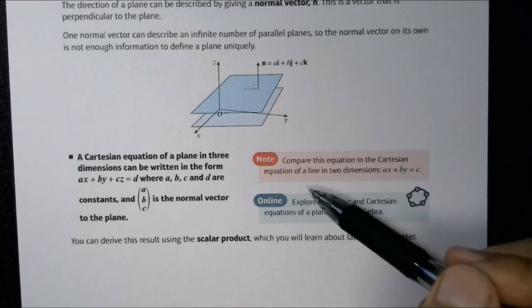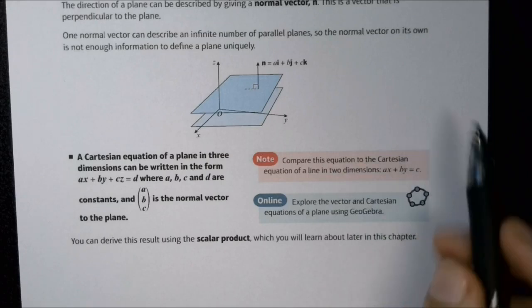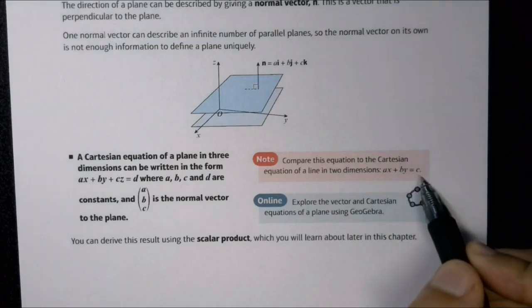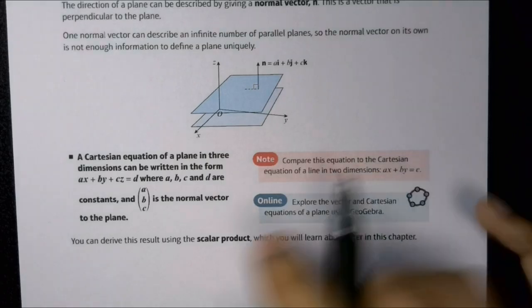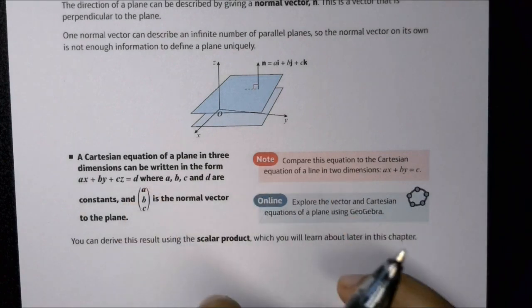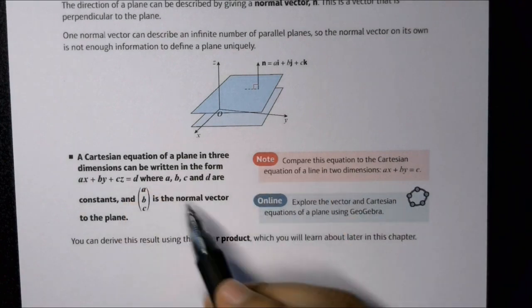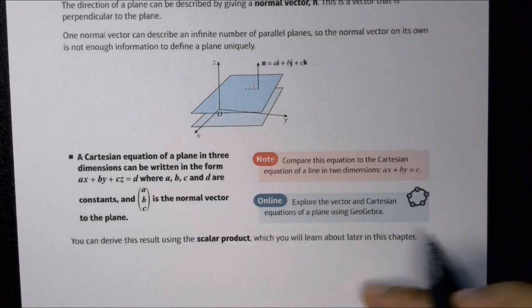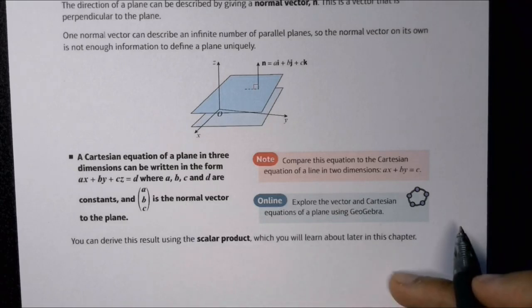Compare this to the Cartesian equation of a line in 2 dimensions, where we have ax plus by equals c. Okay, so there is some sort of a similarity over here. And you can derive this result using the scalar product, which you will learn later on.